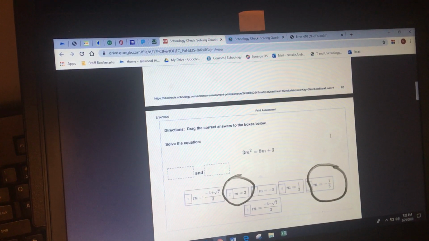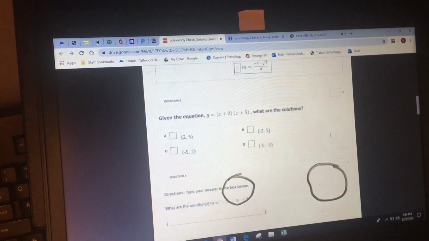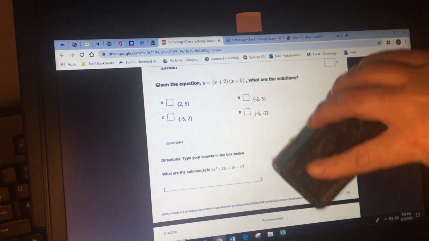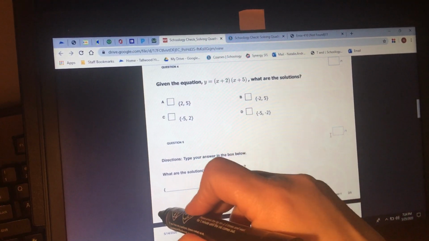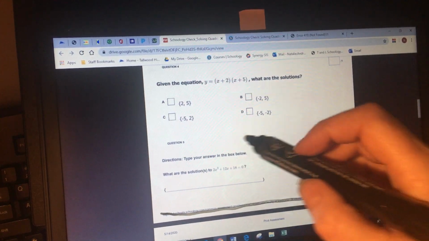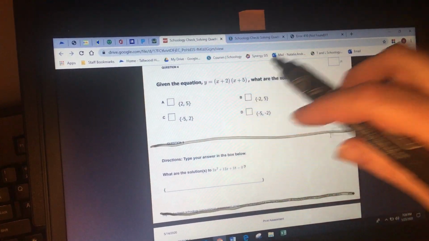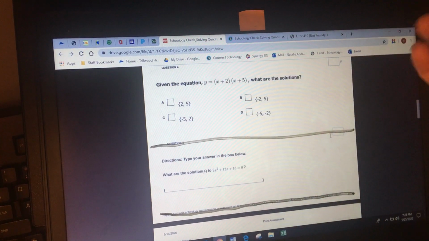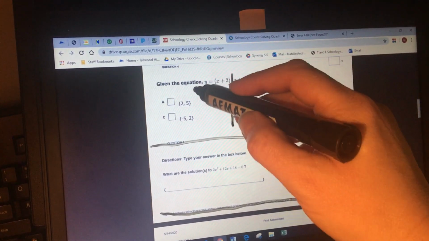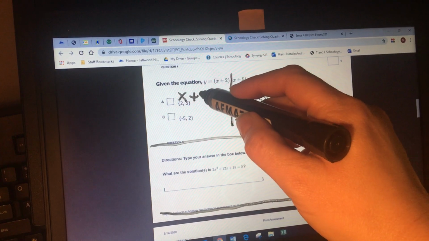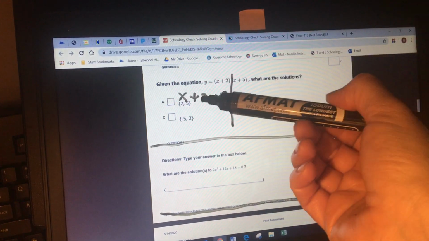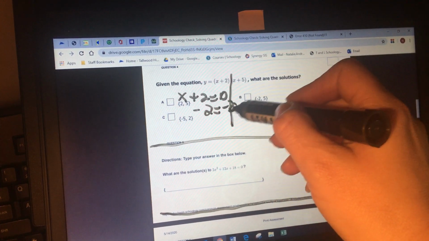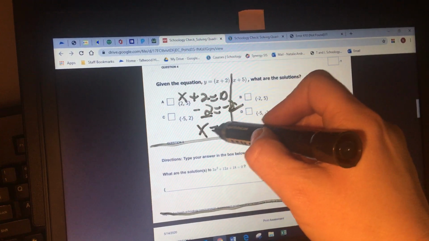Let's see, number 4. All right. They give us the equation. What is their solution? This one's really easy. We don't even have to graph it, but if you need to, you can graph that. You just split this into 2 equations and set each equal to 0. x plus 2 equals 0. So the opposite operation of plus is minus, so minus 2 from both sides. Okay, your final answer is x equals negative 2.